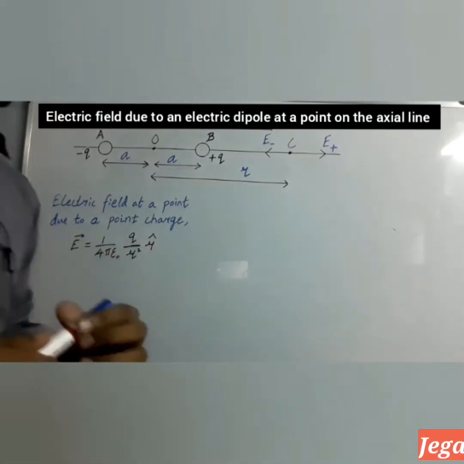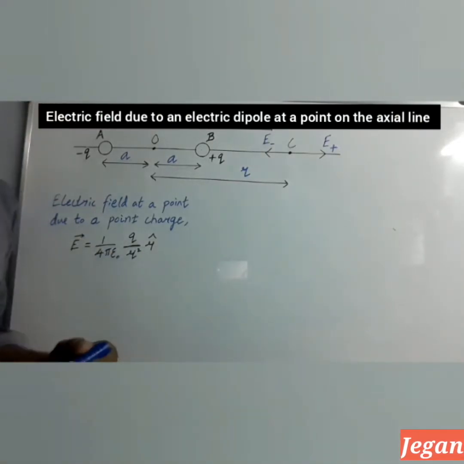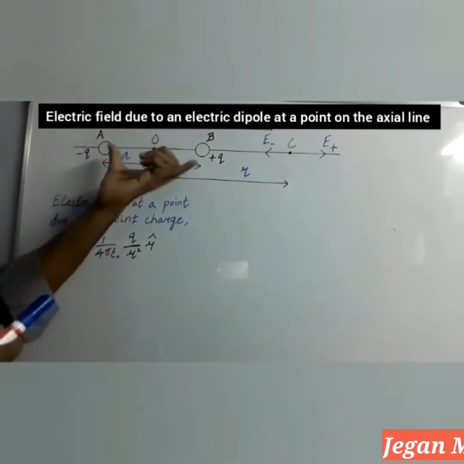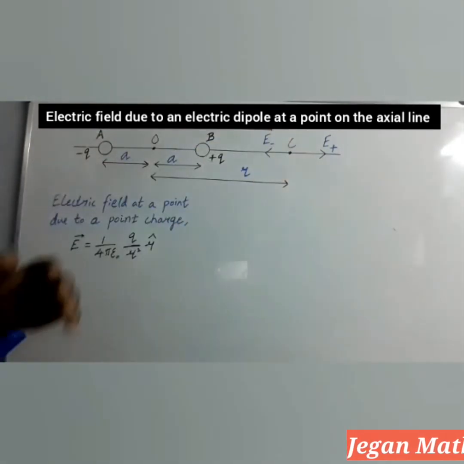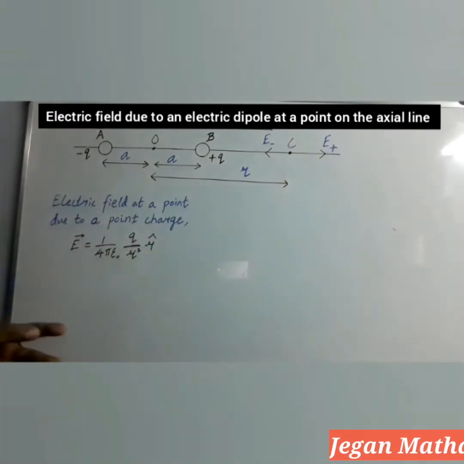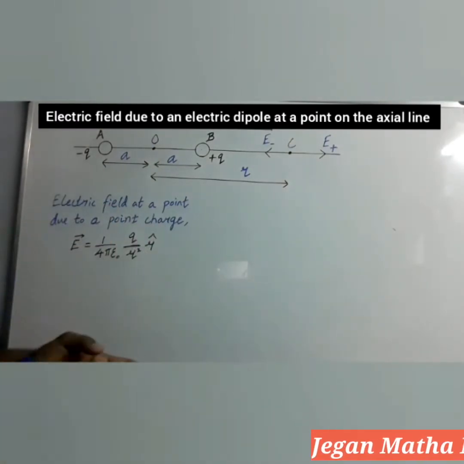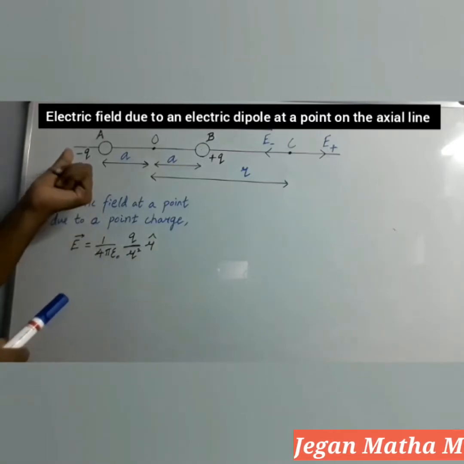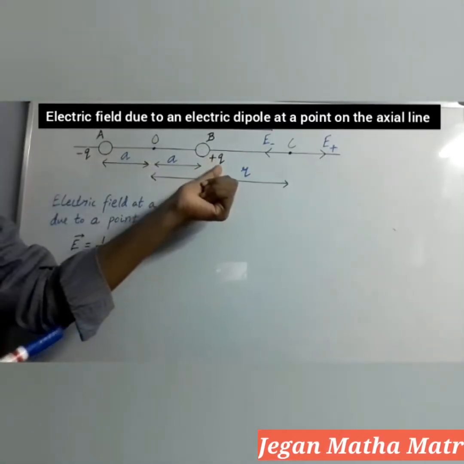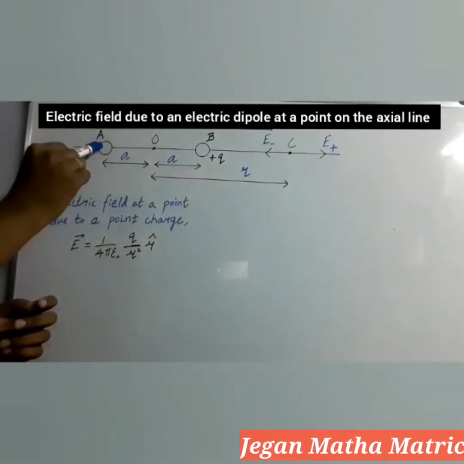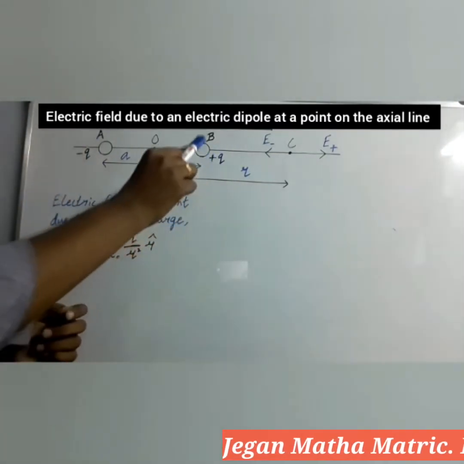Hi everyone. Today we are going to discuss the electric field due to an electric dipole at a point on the axial line. Let us take an electric dipole which has two equal and opposite charges: negative charge minus Q and positive charge plus Q. The negative charge is placed at the point A, and the positive charge is placed at the point B.